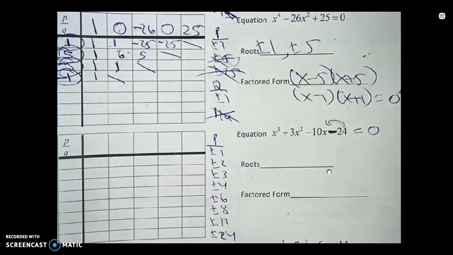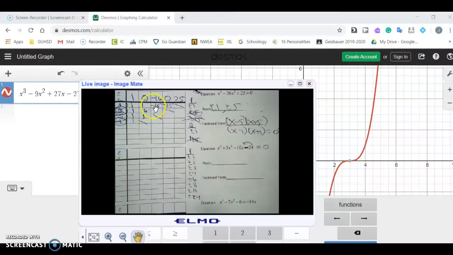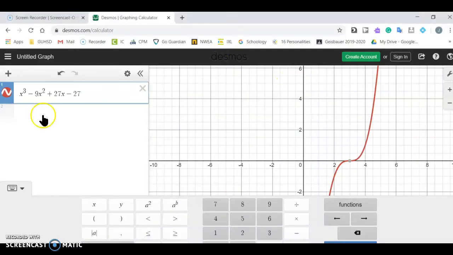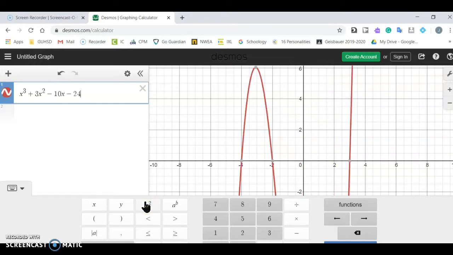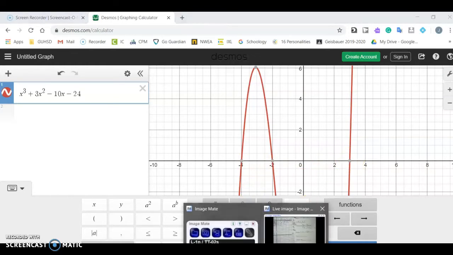Now, if this is in the calculator section, I am going to come over here and graph it. And I'm really hoping that this kind of question is in the calculator section, because this one isn't factoring. So if it's in the calculator section, I'm going to cheat. One of the numbers is negative 4, negative 2, and 3. Which one do you want to start with? Whatever one you want to start with.